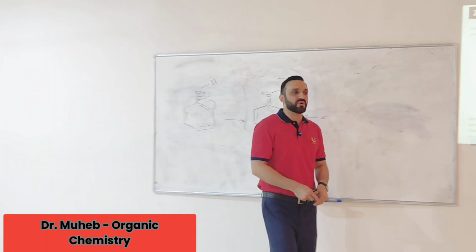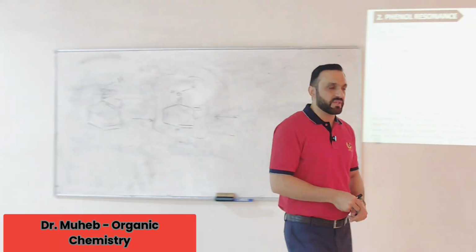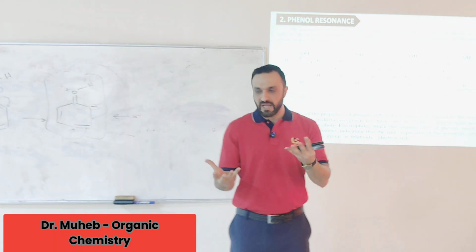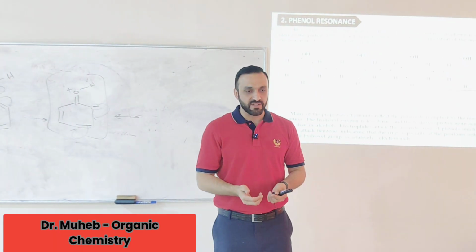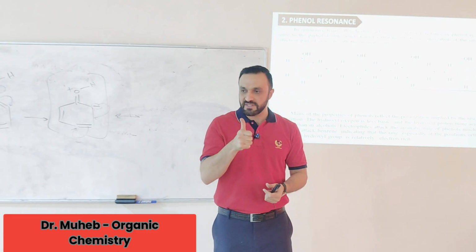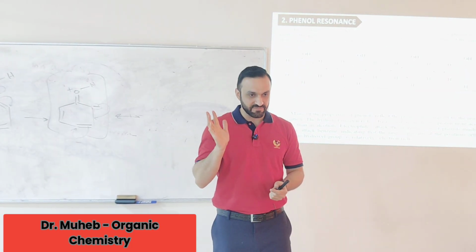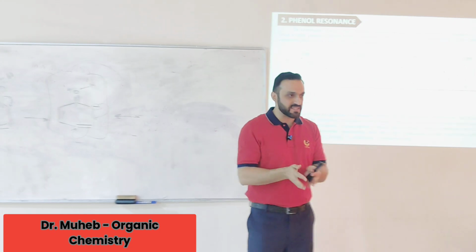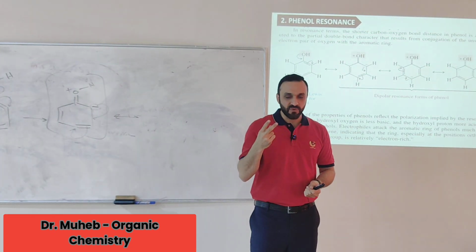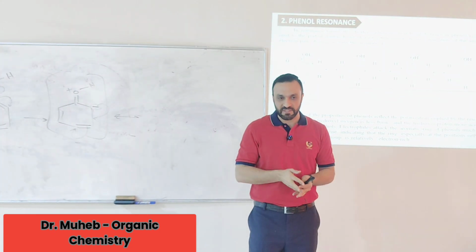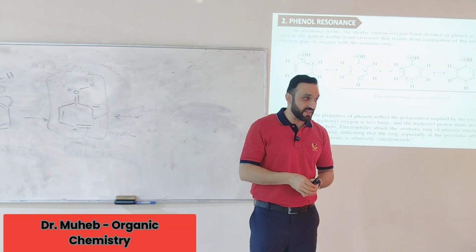Okay, question for you. Why is phenol more acidic than alcohol? If you have two compounds, alcohol and phenol, which one is more acidic than the other? What do you have to do as the first step? Write the conjugate base. Second step, compare the stability of the conjugate bases. Which one is more stable than the other?